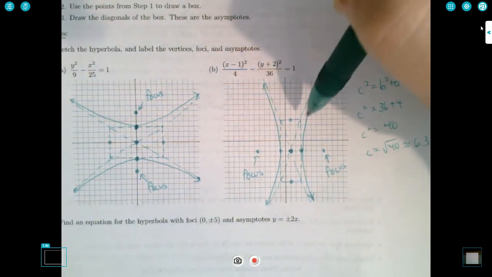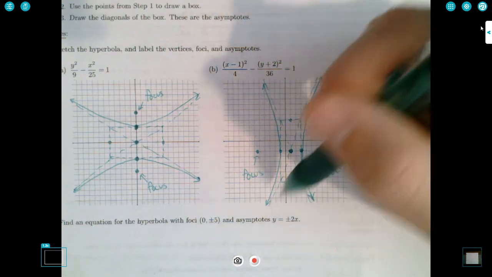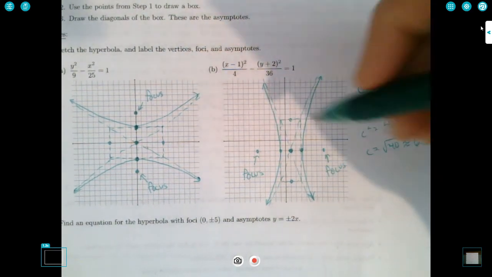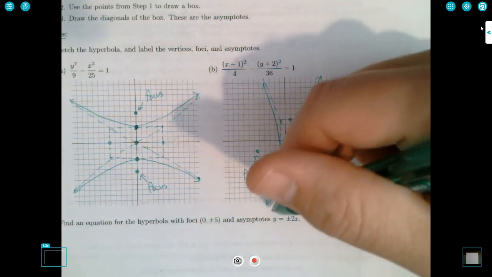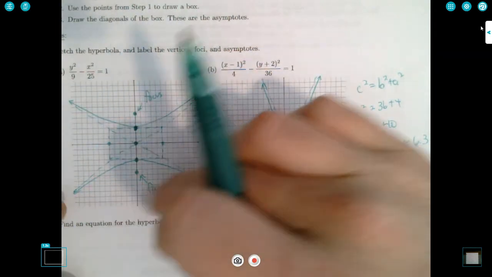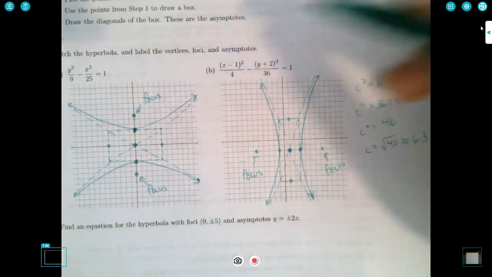Again, the only reason this is opening left and right is because x comes first. If you switch the order of subtraction here, it would be opening up and down. So it's not because it's wide. You don't always sketch the wide part. You just sketch the part that comes first.